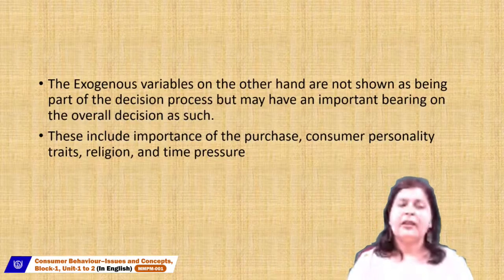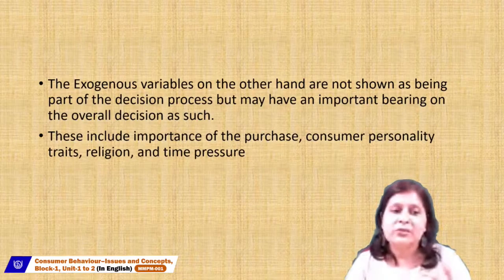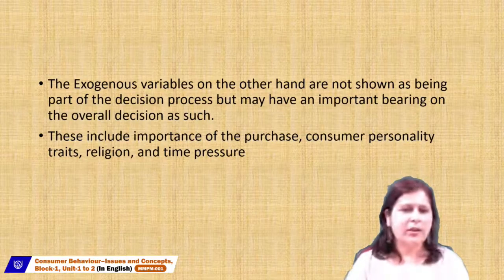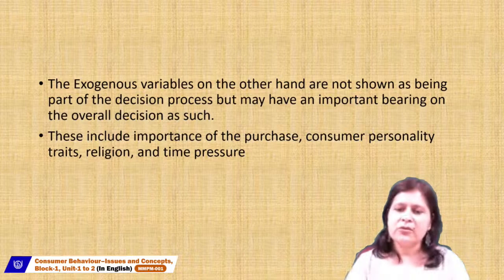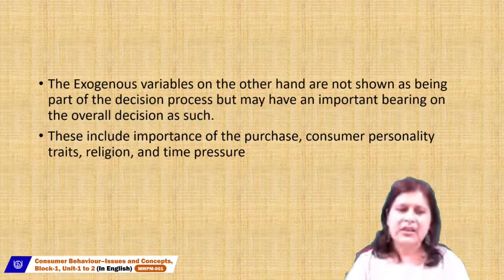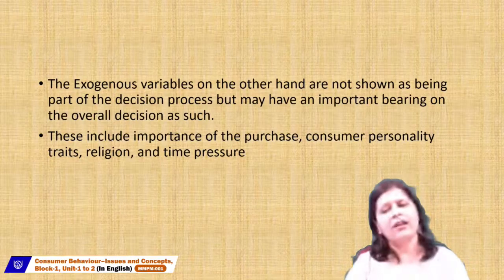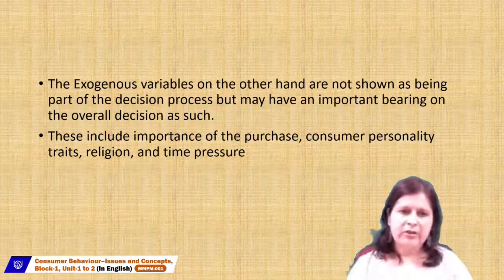Then the exogenous variables, on the other hand, are not shown as being a part of decision making, but also have a very important bearing on overall decision making. These exogenous variables include the importance of purchase, consumer personality traits, religion, and time pressure. All these again play a very important role in consumer decision making.